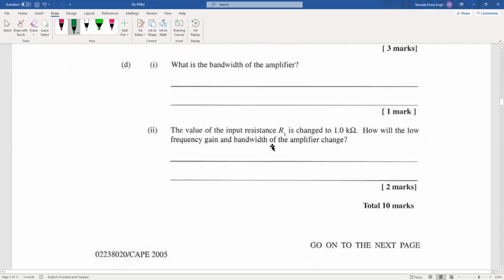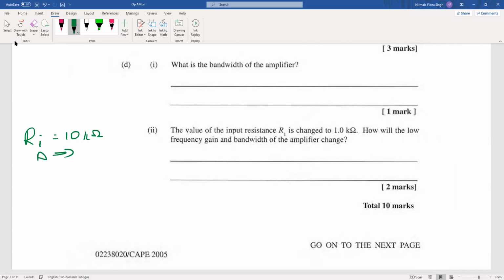The value of the input resistance Ri is changed to 1 kilo ohm. It was 100 kilo ohms before. Remember, Ri was, no, it wasn't 100. It was 1 kilo ohm before, and 1 kilo ohm before gave us a gain of 100. That is what the question was at the top. Now they are asking us if we had taken the input resistor and dropped it to 1 kilo ohm, how low will the frequency be and the gain, how will the low frequency gain and bandwidth of the amplifier change?